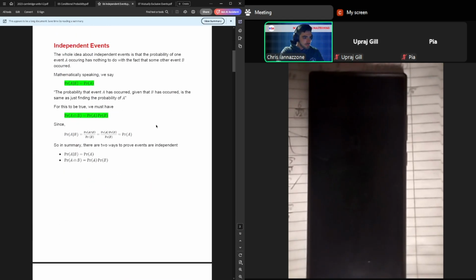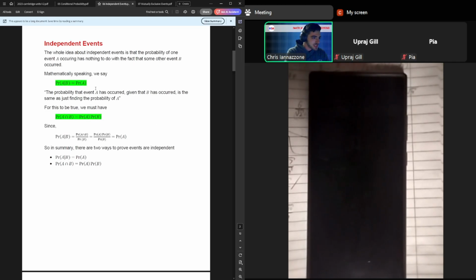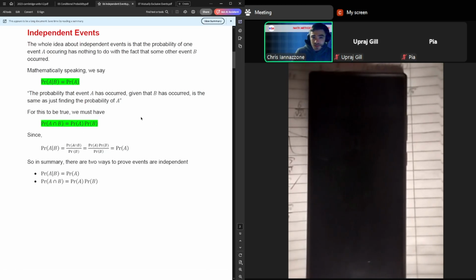Okay. That leads up to independent events, which pretty much work exactly as they sound. Independent events just means that one thing has nothing to do with another. They're independent of each other. There's a couple of mathematical definitions. The one that probably makes the most intuitive sense is to say that A given B is just the same thing as A, effectively saying that B had nothing to do with the probability of A.